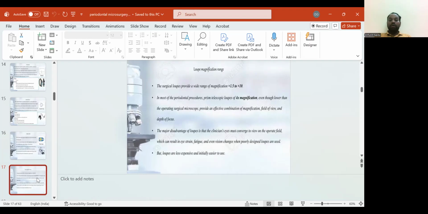In most periodontal procedures, prism telescopic loops of 4x magnification, even though lower than the operating surgical microscope, provide an effective combination of magnification, field of view, and depth of focus. The major disadvantage of loops is that the clinician's eyes must converge to view the operating field, which can result in eye strain, fatigue, and even vision changes when poorly designed loops are used. But loops are less expensive and initially easier to use.